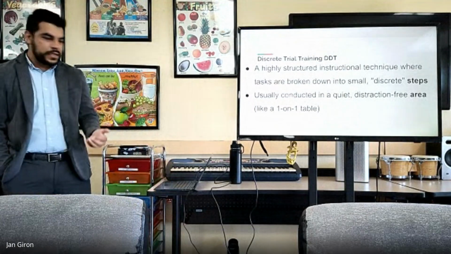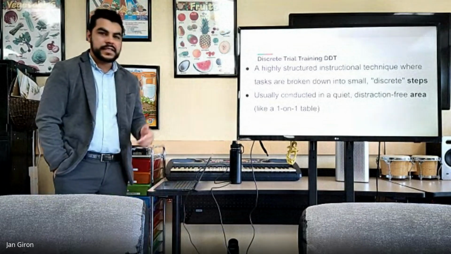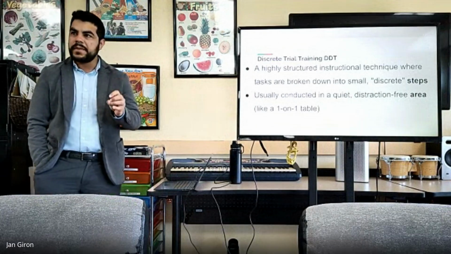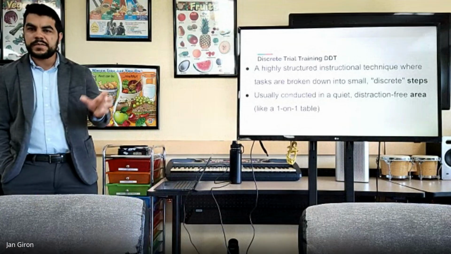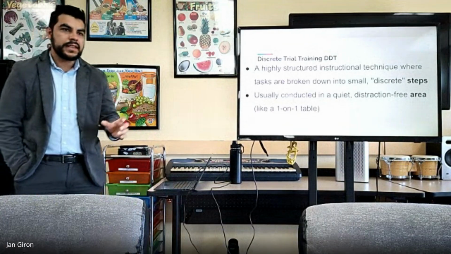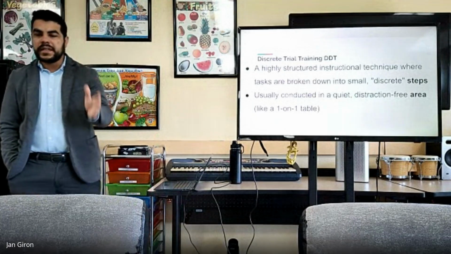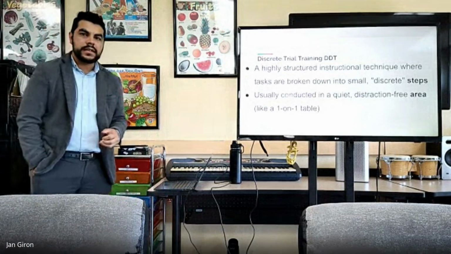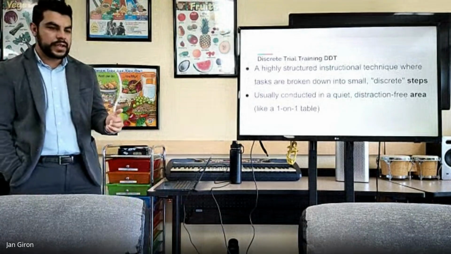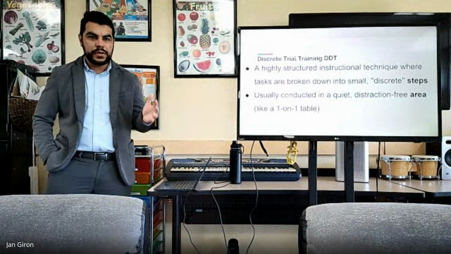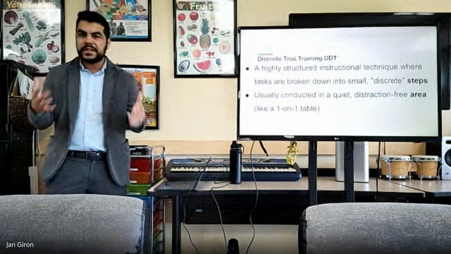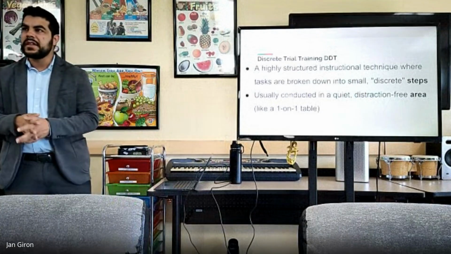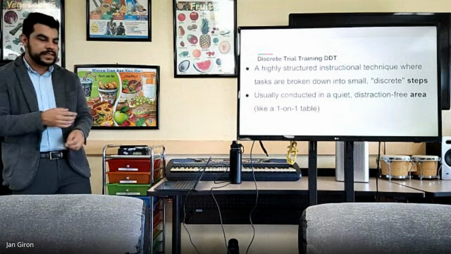When it comes to discrete trial training, this is primarily a technique used where each step in the teaching procedure is broken down into smaller bits. And these smaller bits have a very clear beginning, middle, and end. And typically, when we run discrete trials, we want the environment to be controlled in a way that really facilitates learning. So this is typically done at the table, usually face-to-face, vis-a-vis with the client.